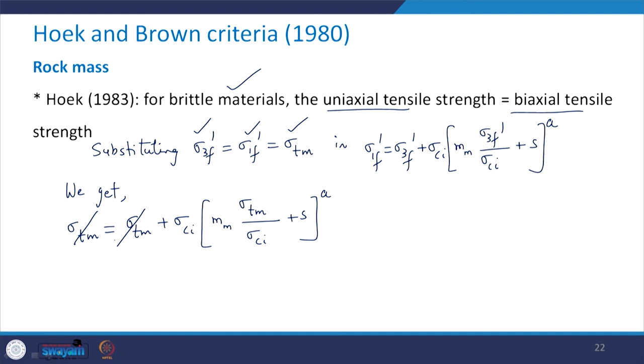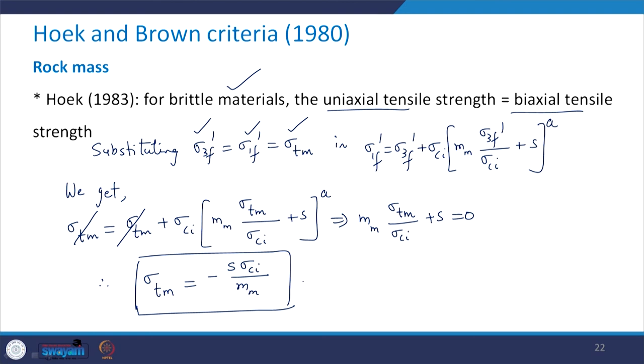So what you are going to get from here is mm sigma tm upon sigma ci plus s would be equal to 0, and therefore we will get sigma tm equal to minus s sigma ci upon mm. So this is how in such a situation, for brittle materials only, you can get the tensile strength of the rock mass in such manner.